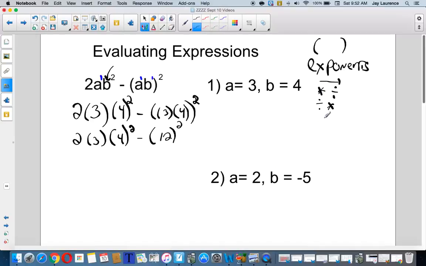And then you do addition, subtraction. And again, that goes left to right. So it could be subtraction, addition, depending on which comes first. Like how I avoided using the P word. See, you don't need the P word.